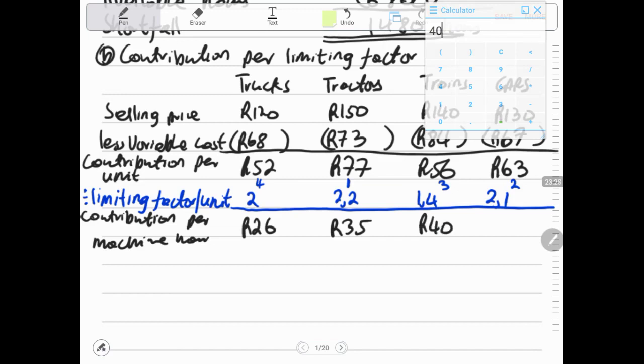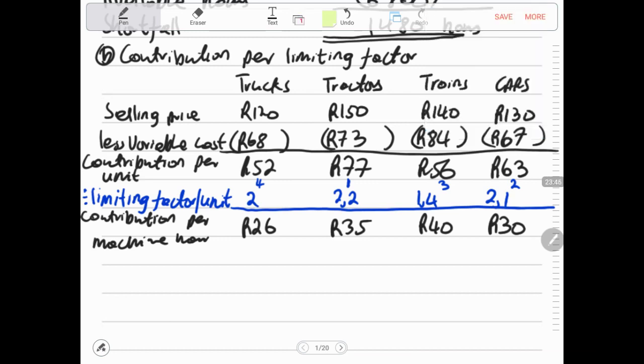Now we can say things start changing. Then tractors are no longer ranked number 1. Then we have 63 divided by 2.1, which is 30. So now we can see that things are changing. Our rankings: this will be rank number 1, rank number 2, rank number 3, rank number 4. So these are the correct rankings.